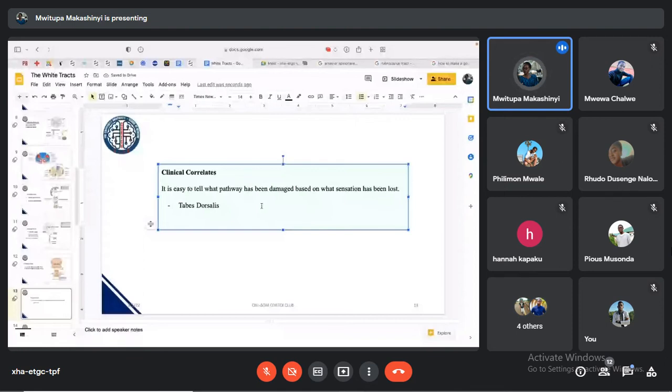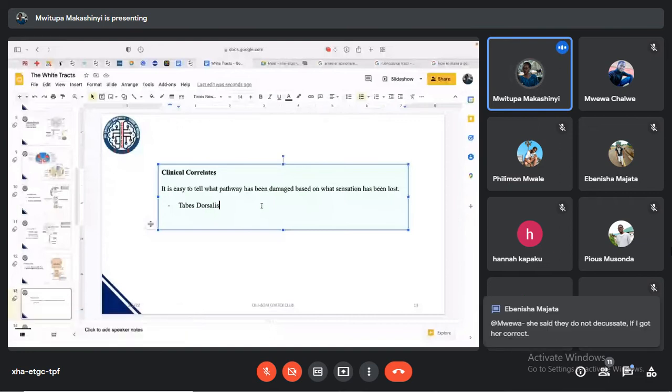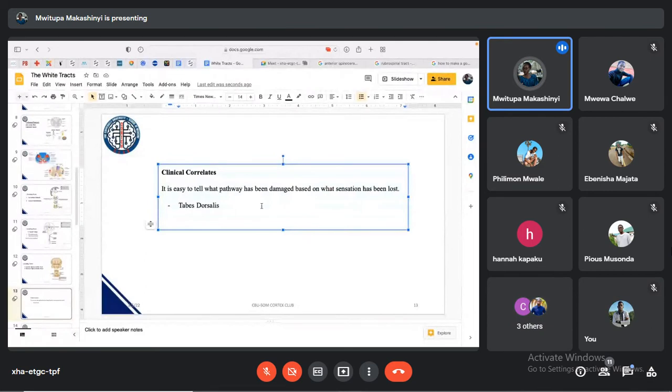So tabes dorsalis is basically a complication that comes after a person has syphilis, and either it's untreated or it progresses and possibly becomes neurosyphilis and then starts to affect their nerve fibers, etc. So basically what happens is the person is now no longer able to feel some types of sensation for particular types of stimuli, and then for others they're hypersensitive.